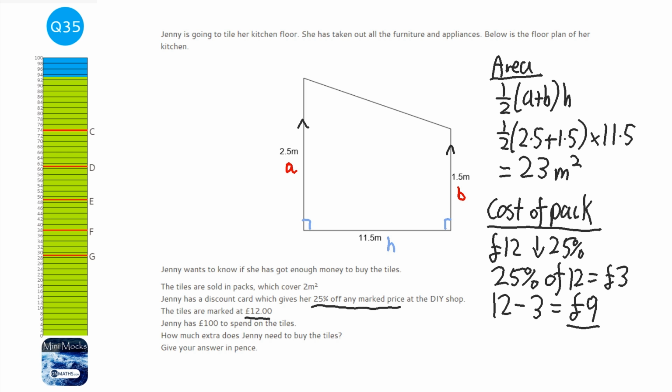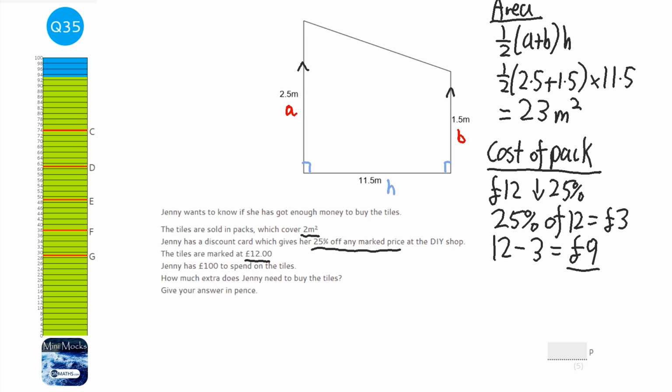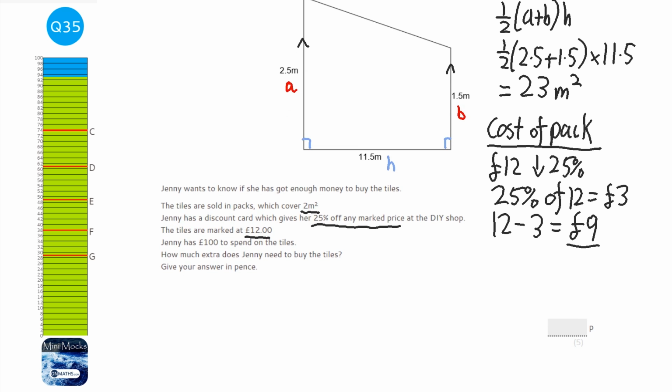Okay, so it feels like we're getting somewhere. Now, if each one costs £9, but each one covers 2 meters squared, and we know we've got 23 meters squared to cover, what I can do is work out how many packs I need. So packs needed.